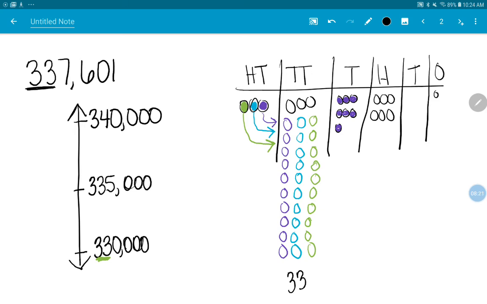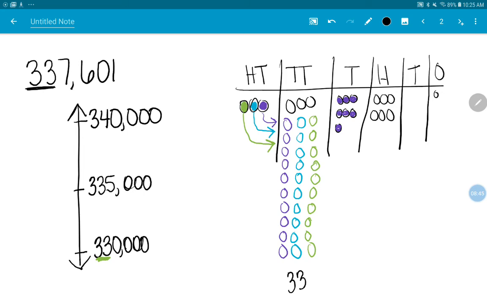All right, I want you to put 337,601 on your place value chart. Okay, hang on just a minute. I want you to put it on your number line, and we'll talk about it.